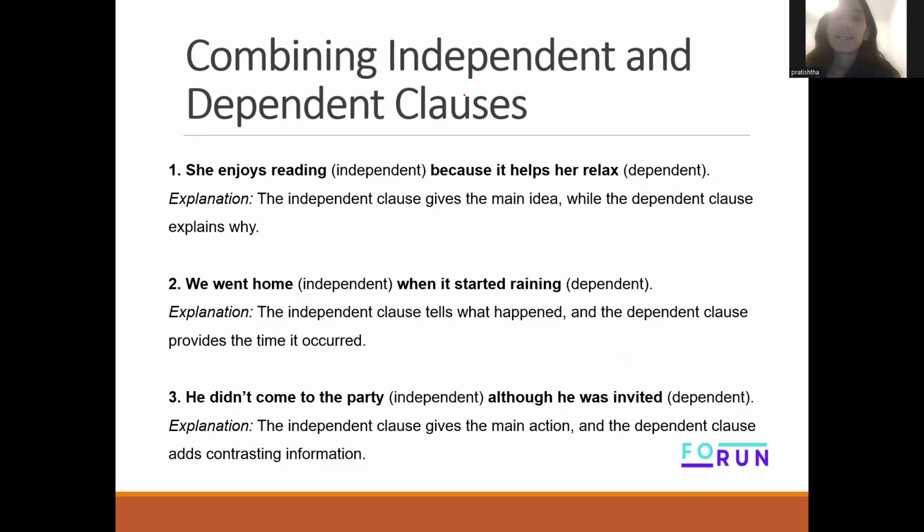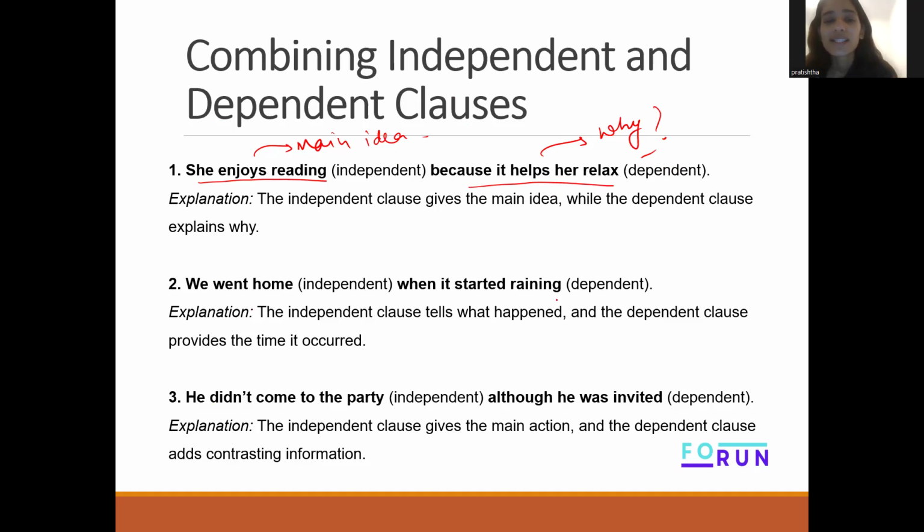Now, combining independent and dependent clauses. She enjoys reading is independent. Because it helps her relax is dependent. So this is giving a main idea, while this explains why. She enjoys reading. Why? Because it helps her relax.